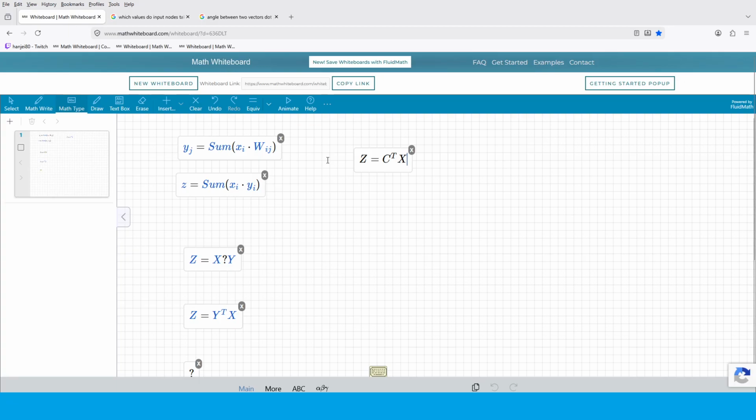And if you get cos theta, then you can find out the angle between them. So that's basically like this: a dot b divided by the magnitude of a times the magnitude of b equals cos theta. Okay.